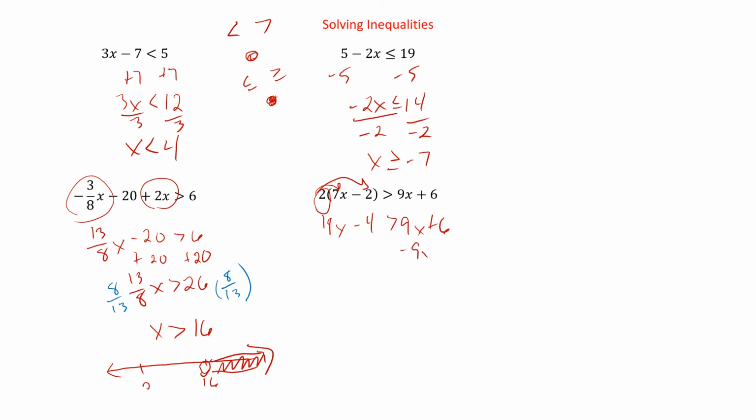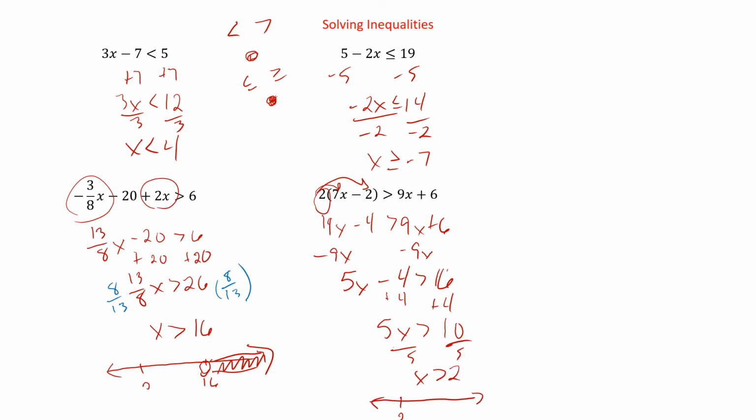So minus 9x, minus 9x. 14x minus 9x is going to be 5x. Minus 4 is greater than 6. Plus 4, plus 4. 5x is greater than 6 plus 4, which is 10. Divide by 5. x is greater than 2.